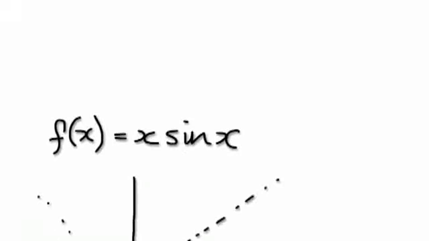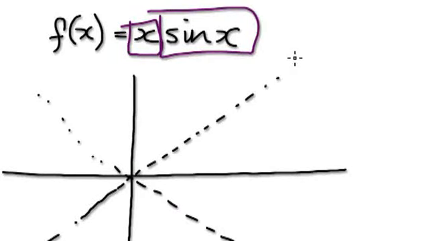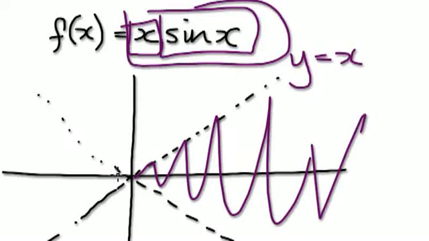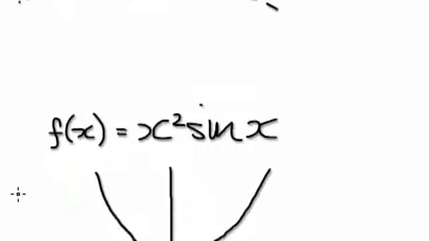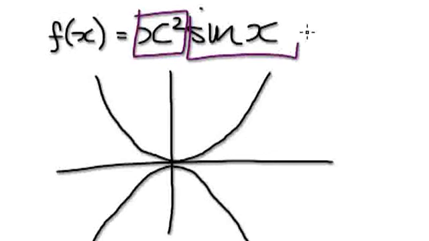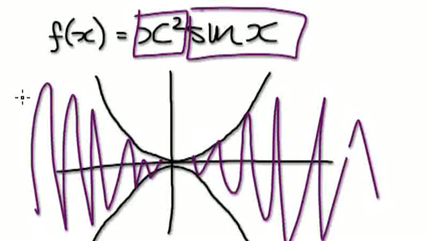So far we've looked at this function here, f of x equals x times sine of x. You start out by drawing your graph of y equals x and y equals sine of x, and the whole function will look something like this. Then we also looked at f of x equals x squared times sine of x, and it will look something like this. It will get bigger and bigger like this.